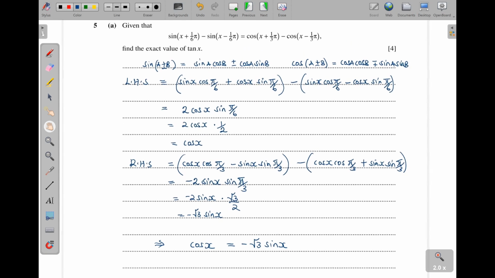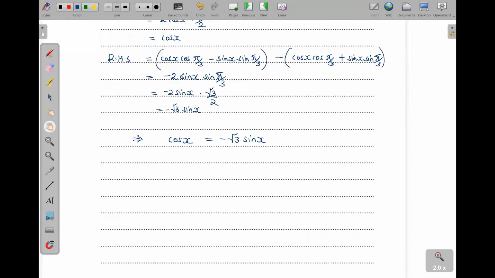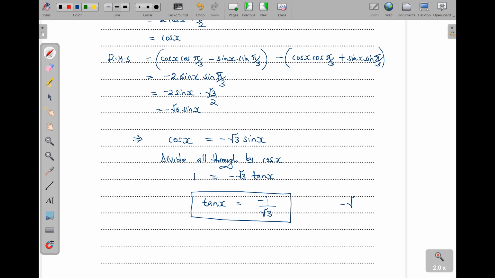And they want us to find the exact value of tan. How can we get a tan from here? We divide all through by the cosine, because tan is sine over cosine. So we shall have a 1 here, which will be equal to negative root of 3. Then here you will have a tan x, sine over cosine, okay? So meaning the tan of x will be equal to negative 1 over root of 3. Okay, that will be the exact value. Or we can write it as negative root of 3 over 3. It is also the same.